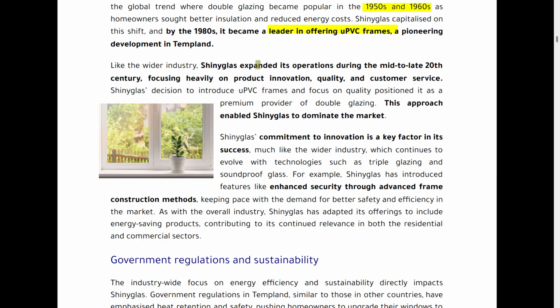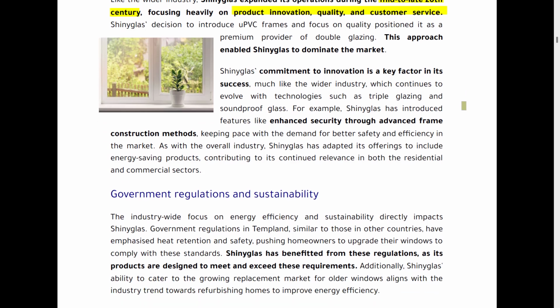We know that, like many others in the industry, Shinyglas began to expand their operations during the mid to late 20th century, and they focused again heavily on product innovation, quality, and customer service, much like others in the industry did, to maintain its competitive edge. This approach allowed Shinyglas to dominate the market, and they were really committed to that innovation, which means that they're going to continue to hopefully experience the success that they have been. One example of their innovation is their enhanced security through their advanced frame construction methods mentioned in the pre-seen, which make it more difficult for window frames to be removed from walls, and therefore more difficult for a house to be broken into.